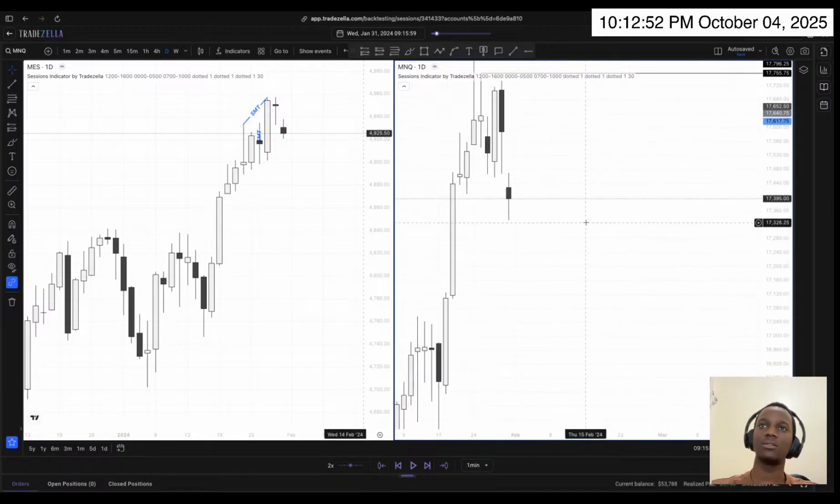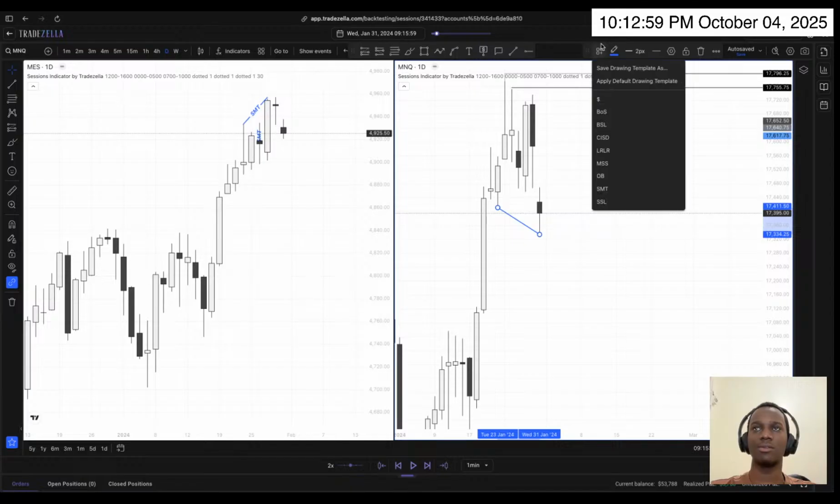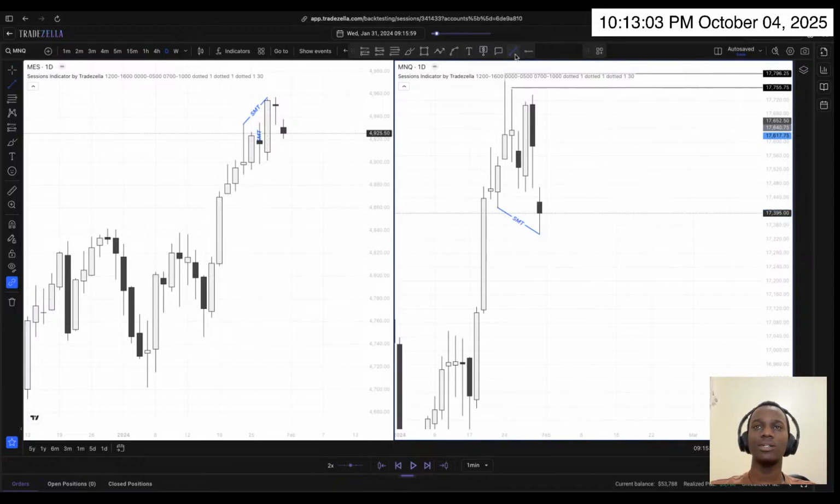Alright, now I think we will be able to reject this gap and then potentially go higher. We'll see what FOMC can do. The reason is because we have a POI supporting price and we have a good run on liquidity.